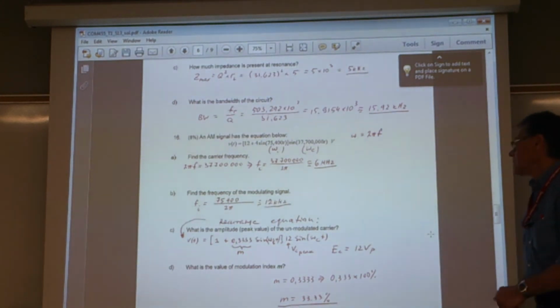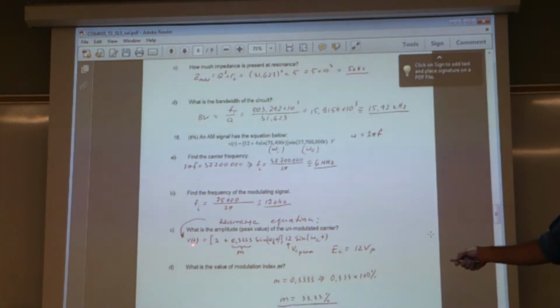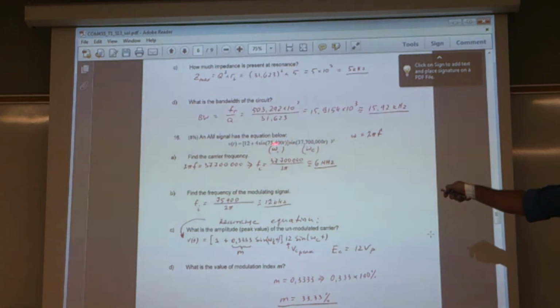First of all, you should remember which part of this is the carrier and which part is intelligence. This is the carrier part, and this is the intelligence part. And you already have the frequency given here, omega c. This is when you have it in this form. Again, sorry, but it's from the ECR 255 question.